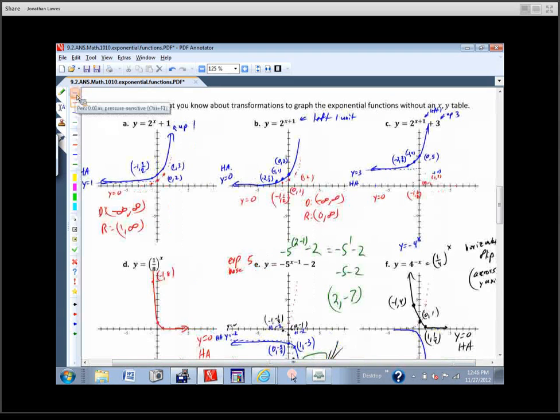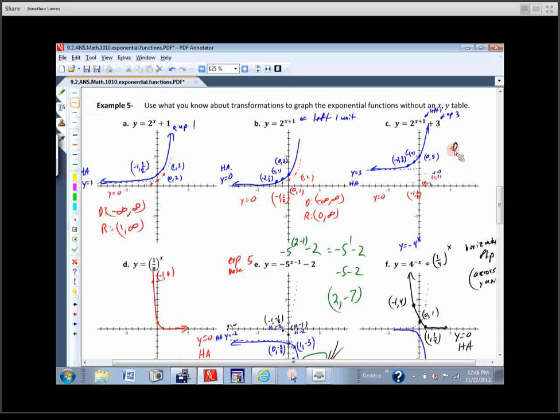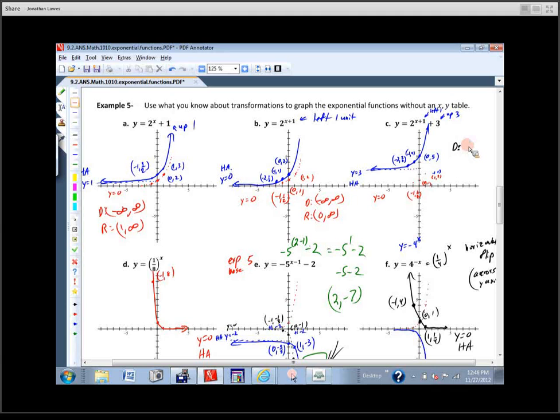Okay, let's take a look at this next one. Domain. My gosh, it's an exponential. Negative infinity to infinity. You can plug in anything you want into an exponential. What about the range? It's going to be 3 to infinity. Okay?